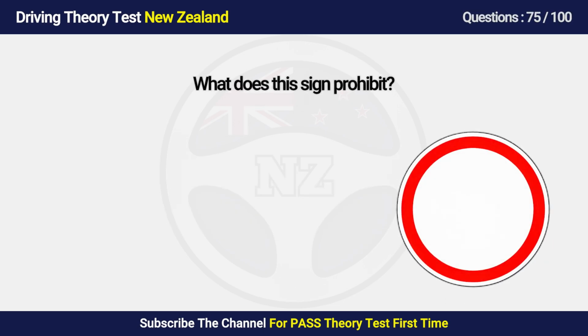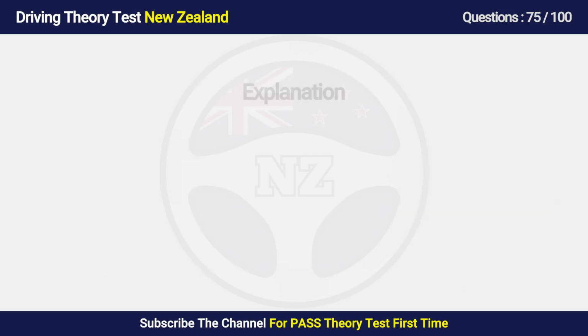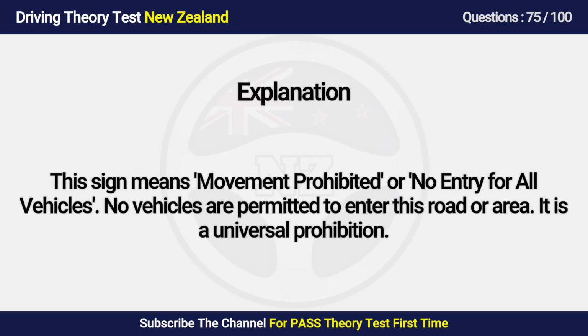Question 75. What does this sign prohibit? A. No entry for all vehicles. B. No parking allowed. C. No overtaking allowed. D. Give way to oncoming traffic. Answer is A. No entry for all vehicles. This sign means movement prohibited or no entry for all vehicles. No vehicles are permitted to enter this road or area. It is a universal prohibition.